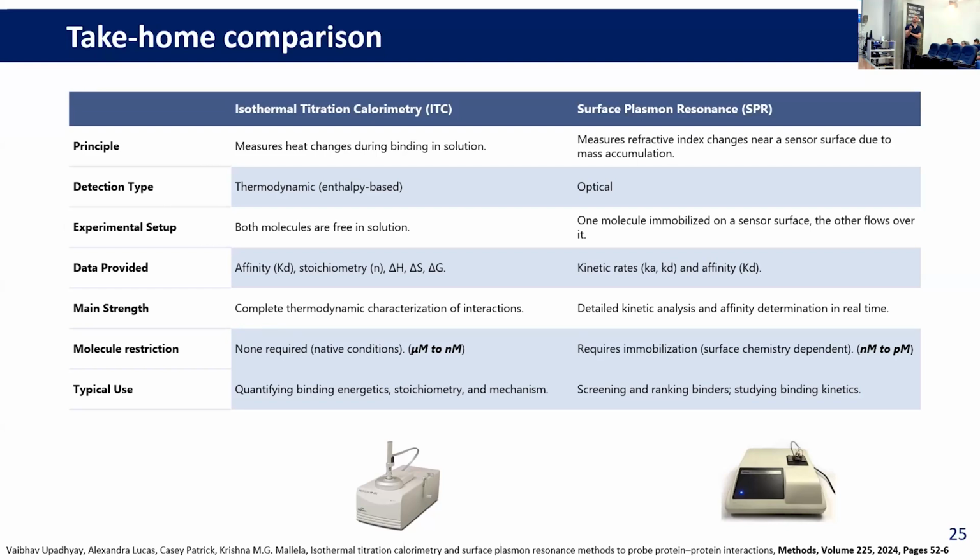ITC measures heat changes, and the other one is an optical method that measures the refractive index. ITC is very convenient because you have this molecular solution, you don't need to bind anything, and the other one, even if it's faster, you need to immobilize one of them. The data provided is more complete in ITC because it gives you the whole thermodynamic profile, while SPR only gives you kinetics. And in ITC you can work from micromolar to nanomolar, but SPR is even more sensitive. You can work down to picomolar.